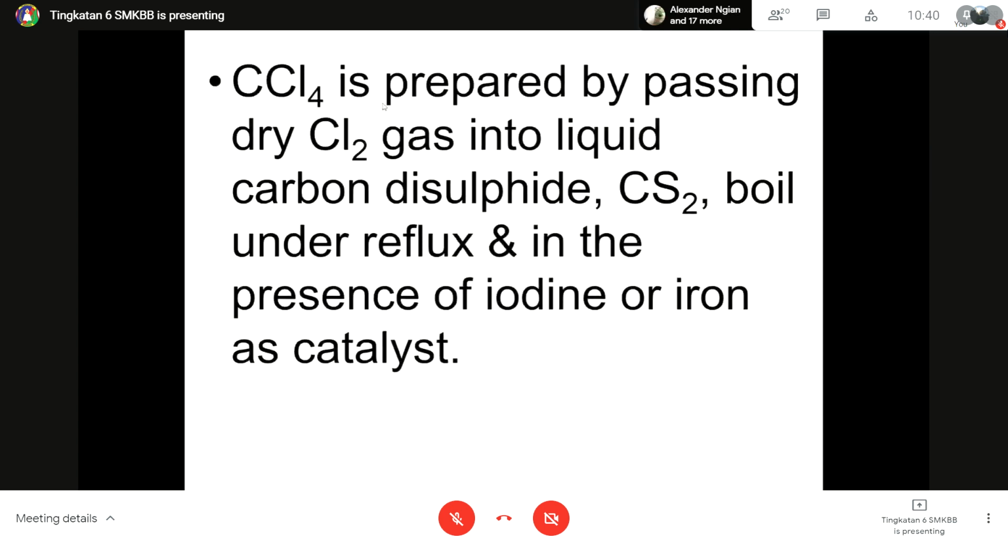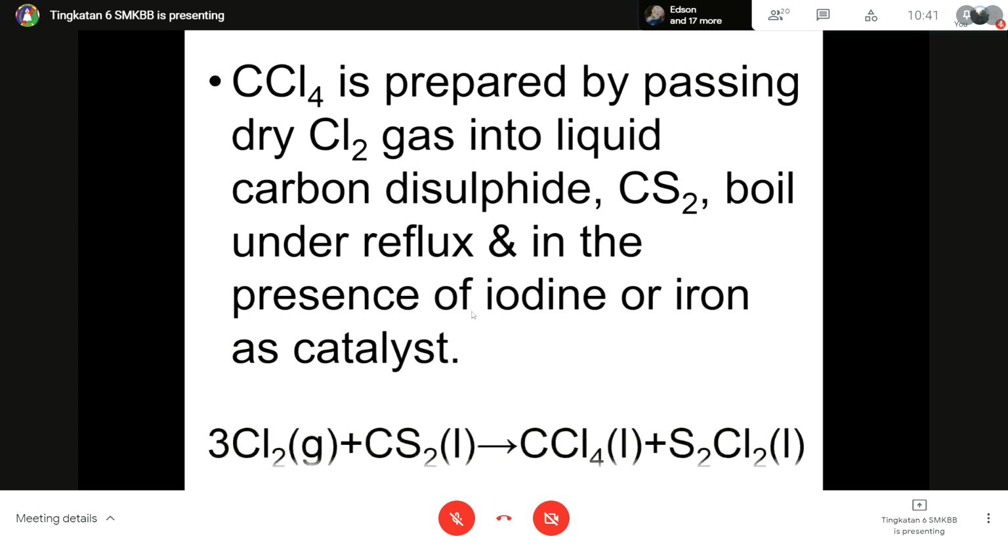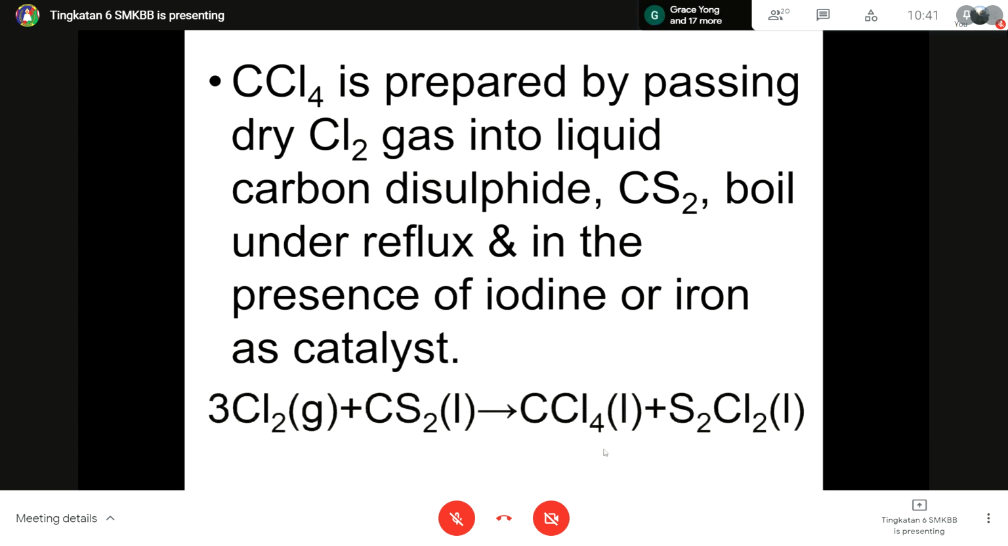Of course, this one is prepared by passing dry chlorine gas into liquid carbon disulfide. Then you boil them under reflux, and of course you need iodine or iron as a catalyst. Then you find that you are getting the product CCl4, carbon tetrachloride, in liquid form.